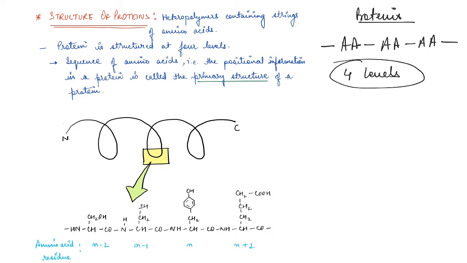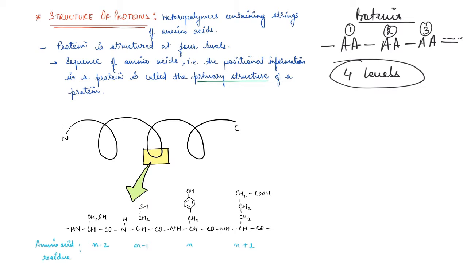So the sequence of amino acids, once these amino acids start joining, that positional information in a protein, which is the first amino acid and then the second and then the third and so on, it goes on, right? This is the first amino acid, this is the second, this is the third one, and then it keeps on going till n, depending upon which kind of protein it is forming. So this 2D structure basically is nothing but the primary structure, right?